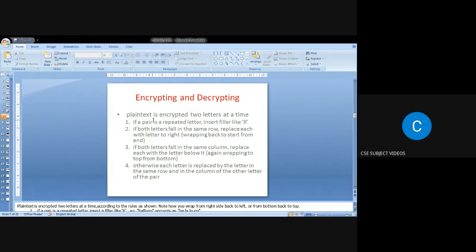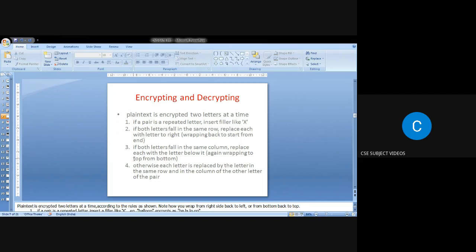Is it clear? We check both the letters in the pair. If both the letters in the given pair fall in the same row, we replace each letter with the letter to its right. Similarly, if both the letters fall in the same column, we replace each with the letter below it. Otherwise, if neither case applies, each letter is replaced with the letter in its own row and the other letter's column.